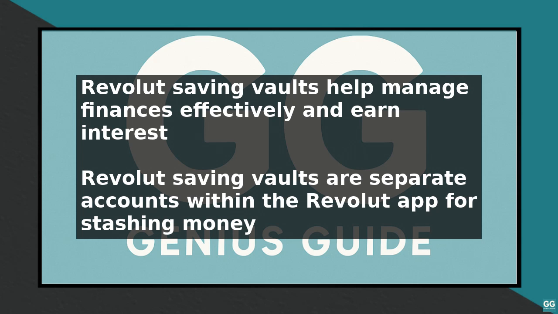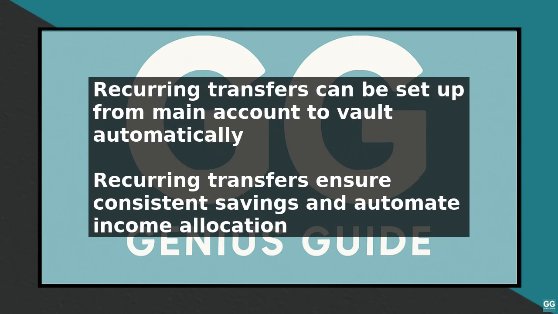to save. One of the key features of Revolut Saving Vaults is the ability to set up recurring transfers from your main account to your vault. This allows you to automate your savings and ensure that you consistently put aside a portion of your income. To set up a recurring transfer, go to the Vaults section, select the vault you want to fund, and click on the Transfer button. You can then choose the frequency and amount of the transfer.